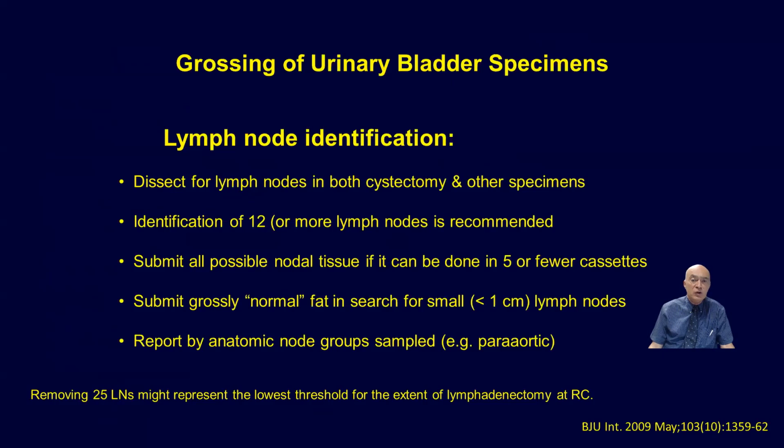Now, in the case of lymph node identification, you need to dissect the lymph nodes both in the cystectomy and other specimens, because there are some local lymph nodes, and the identification of at least 12 or more lymph nodes is recommended to provide a good follow-up in these patients. It's been already established that the larger the number of lymph nodes obtained during the radical cystectomy procedure, the more significant in regards to the rate of recurrence or metastasis later on in the life of these patients. So try to be careful in obtaining the largest amount of lymph nodes.